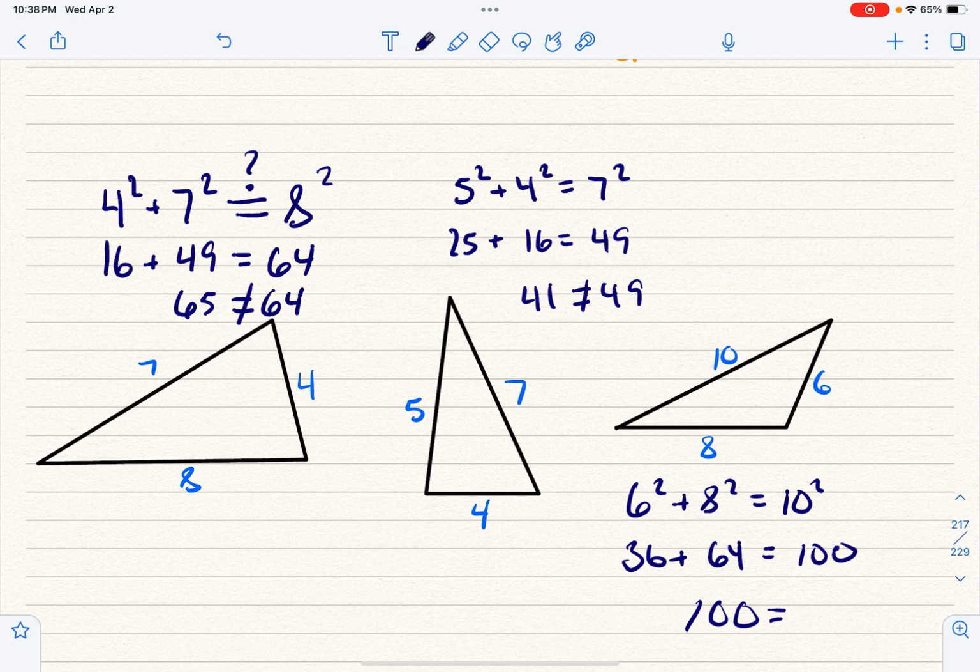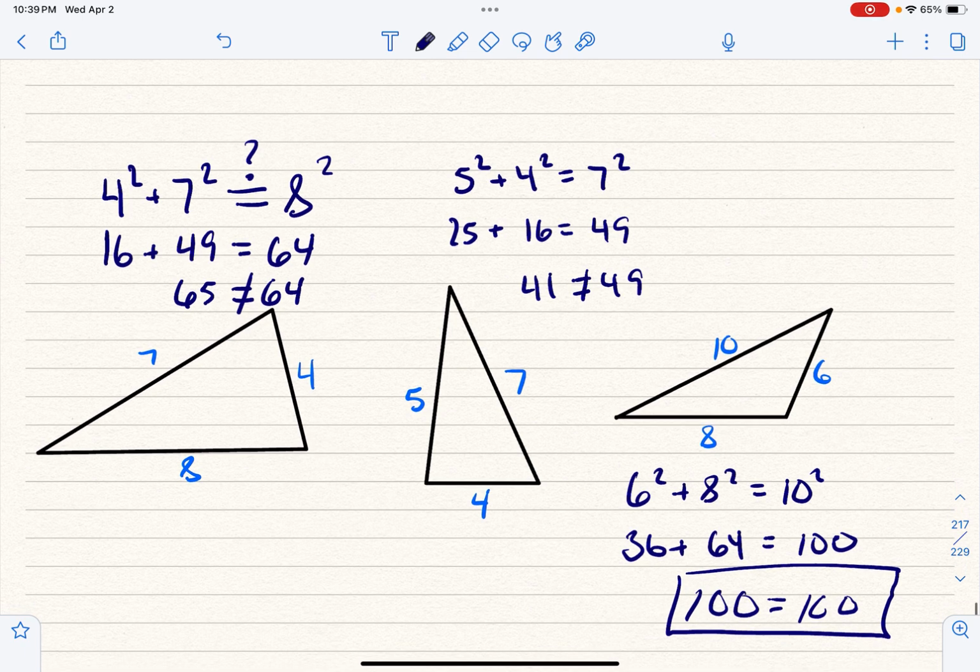100 equals 100. So what do I know? This one right here is a right triangle, by the converse of the Pythagorean theorem, because the side lengths fit into that formula, so it must be a right triangle. Now that's pretty cut and dry and pretty simple.